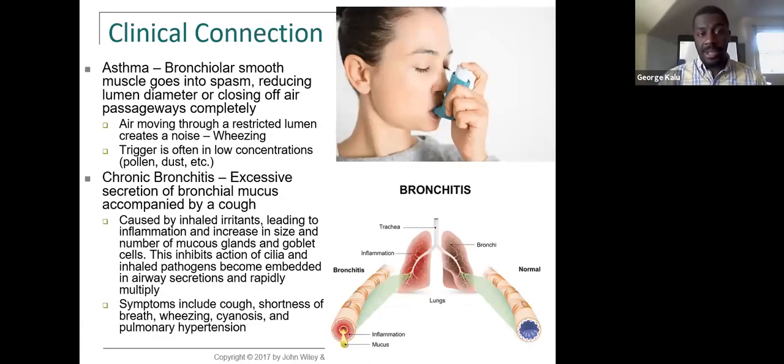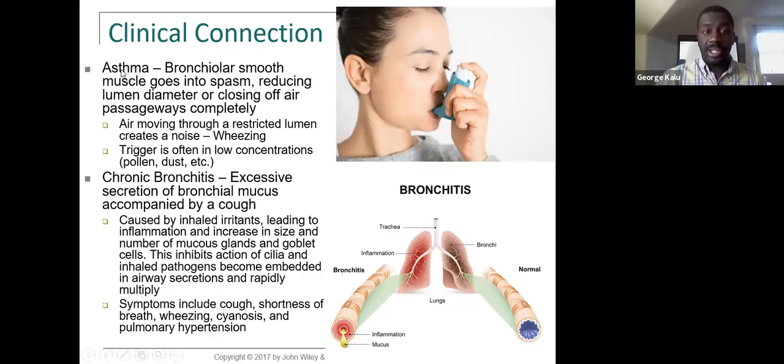Okay, so that kind of leads us into a couple different conditions here. The first condition that we can have is called asthma. So asthma is a pretty common respiratory condition. And so this usually develops when people are exposed to specific triggers. Sometimes it can be pollen, sometimes it can be dust. In some cases, it can be exercise that can be a trigger. But the trigger doesn't need to be present in large concentrations. It only takes a little bit to create that asthmatic reaction.